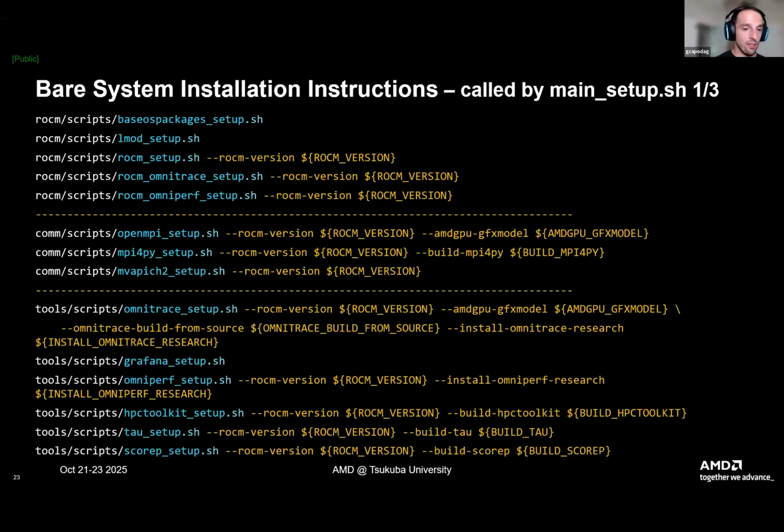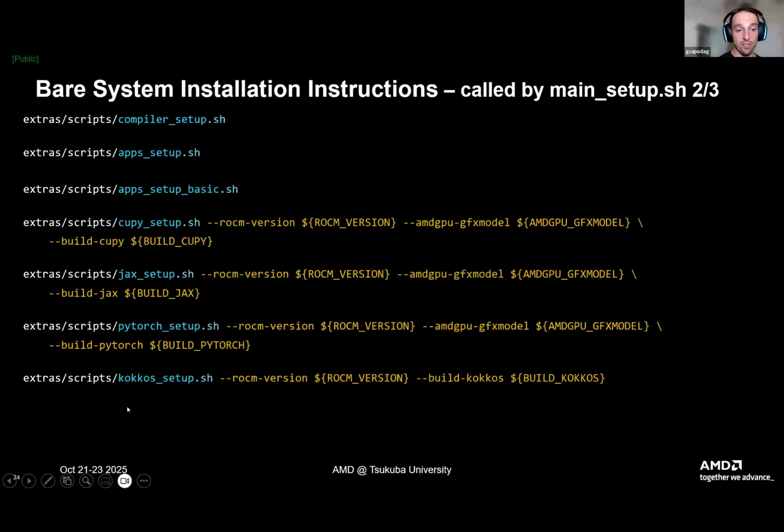So yeah, these are the scripts that are called by the main setup. I divided them up so that the first batch you see is for ROCm, second batch for COM, then you've got tools, and then there's the extras. Notice that among the extras, there's a few of the most wanted here, particularly JAX and PyTorch, and we've got TensorFlow as well.